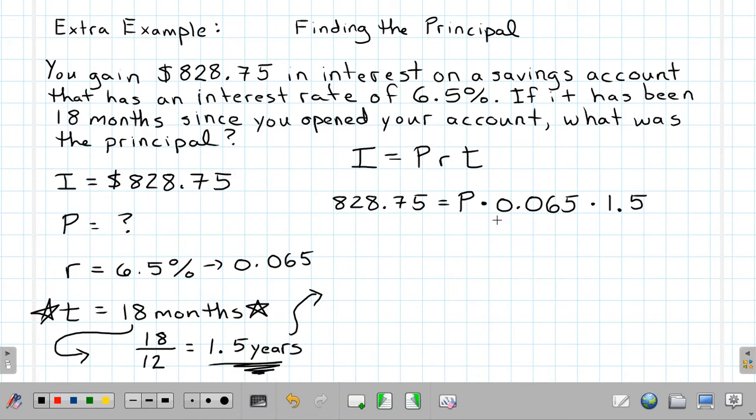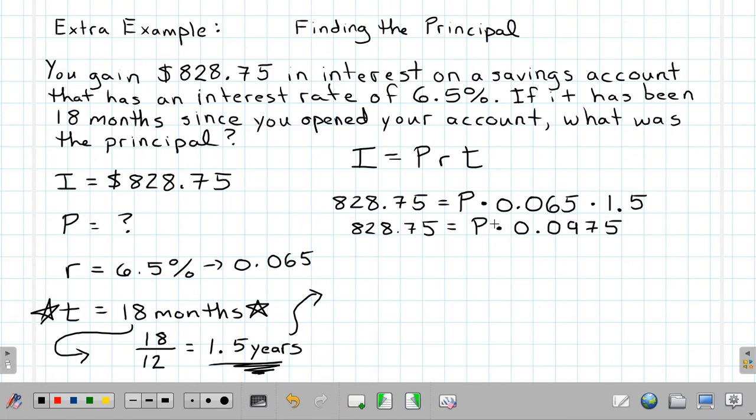Just like before, we plug in what we know and then solve for what we don't know. So we're looking for P here. First, let's rewrite: 828.75 is equal to P times 0.065 times 1.5. Pretty low number here, so this is another place where you've got to be careful. If you need to, double check yourself on a calculator. That gives 0.0975.